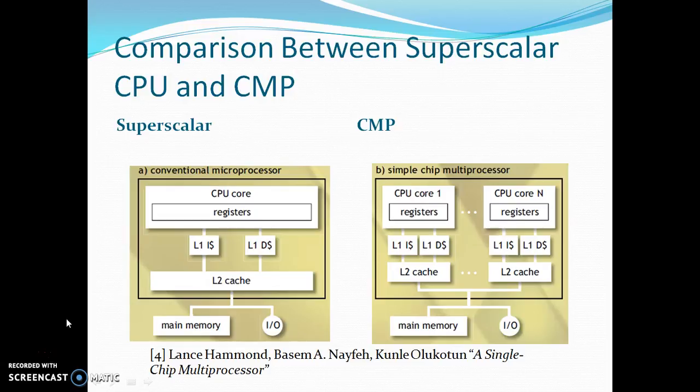So now, to understand the architecture of CMP in a better way, we'll do a comparative study between the conventional superscalar microprocessor and a CMP, that is chip multiprocessor. These diagrams show the architectural differences between a conventional microprocessor and a chip multiprocessor. There is only one core in a conventional microprocessor, whereas on the other hand there are n number of cores. The cache is only one for the one core, whereas there is a different cache for different cores on a chip multiprocessor.